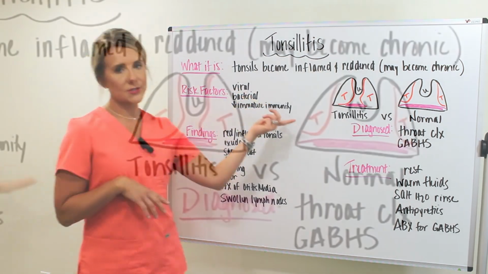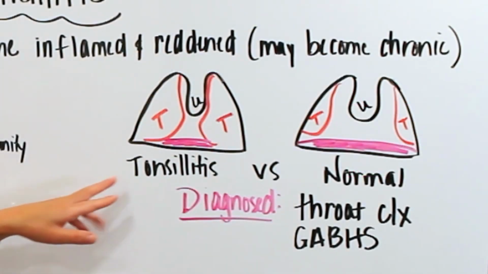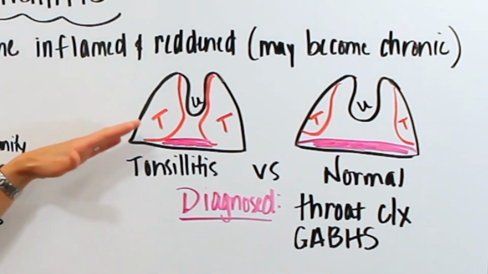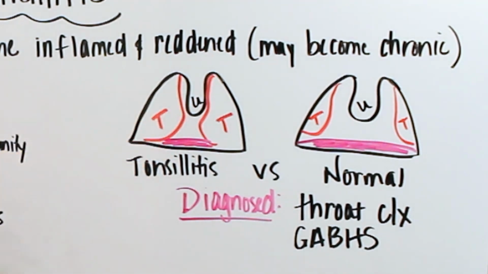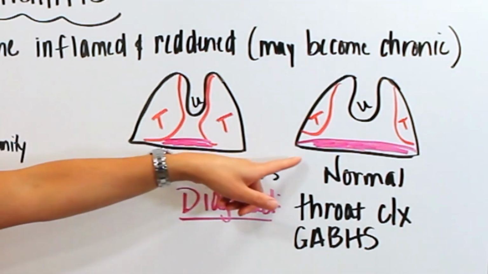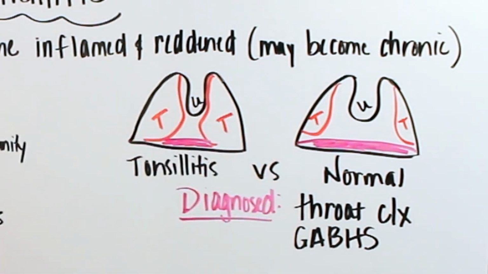If you look over on the screen here at my drawing, again, it's just a quick little drawing, don't judge me, but you can see tonsillitis versus our normal findings. In the picture on the right-hand side, you can see how the tonsils are much larger. You have your uvula with your right and your left tonsil. You can see that they're swollen and inflamed. If we were looking into the back of the throat versus the normal appearance, we should be able to see tonsils, but they shouldn't be taking up all that space in the back of the throat.